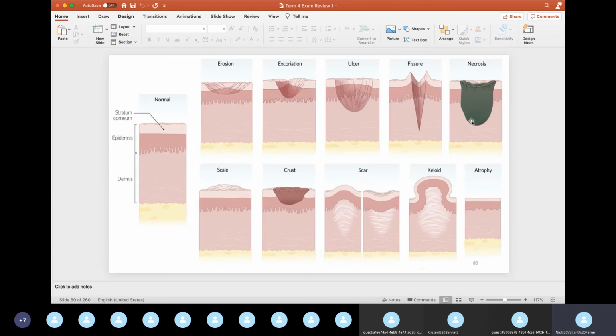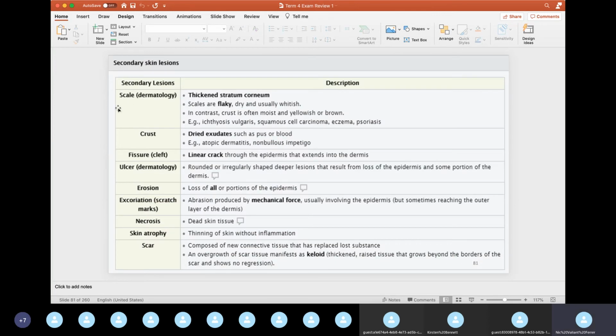The necrosis, necrotic tissue, it involves the whole layer also. Okay? Scale, it's just on top, on your stratum corneum. A crust involves your epidermis and your stratum corneum. A scar is in the dermis. It's always in the dermis. Keloid is always in the dermis. We talked about the difference between hypertrophic scar and a keloid scar. Atrophy of the whole layer, right? Look at the layer of your dermis, it's smaller. Look at the layer of the epidermis, it's smaller, and the stratum corneum. Put a star here. Know the description of each.